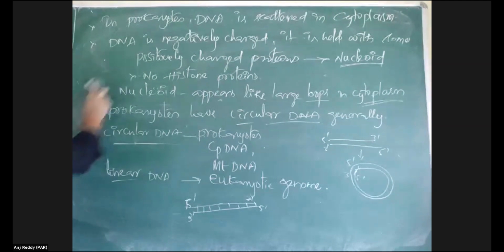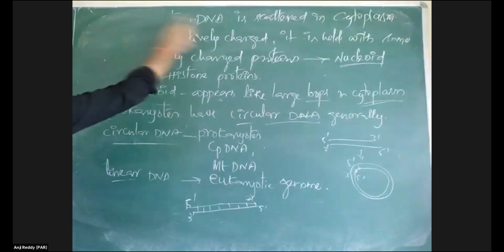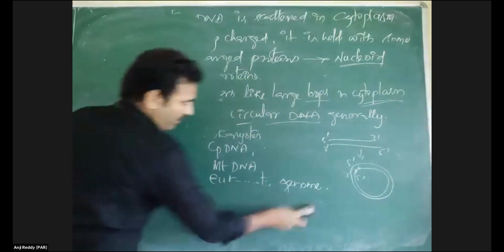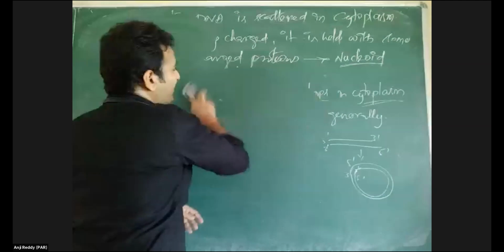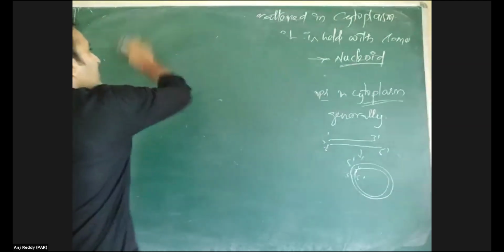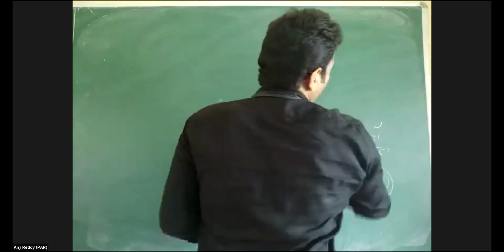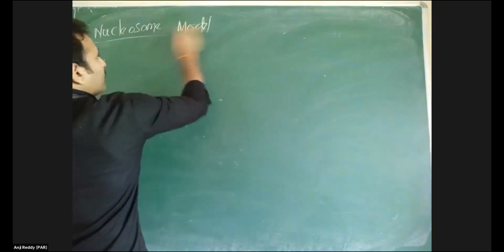Now, see, next: how is the genetic material packed in eukaryotic organisms? In eukaryotic organisms, genetic material is packed as chromosomes, right? But the chromosomes have a basic structure called the nucleosome model. See that next. Nucleosome model. What is this nucleosome model?